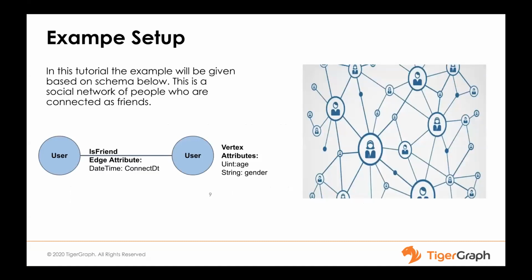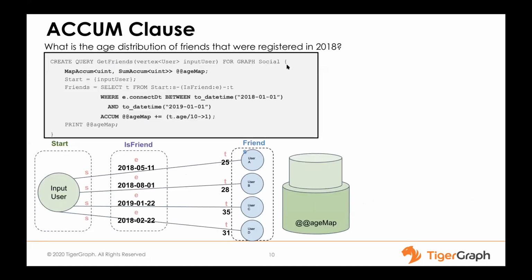Here are some examples. For example, if we have a social graph, 2 users become friends at a certain timestamp, at a certain date, right? And a user can have age and gender. This is a very good example of the accum clause. Now we ask the question: what is the age distribution of friends that were registered in 2018? So we have a query like this.